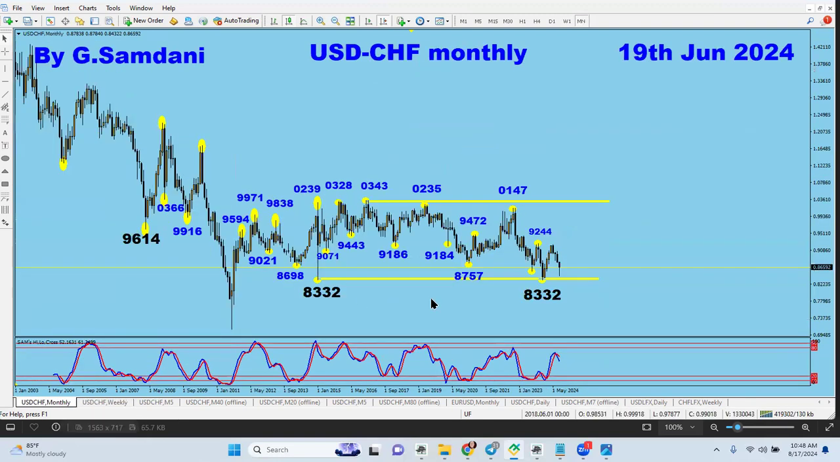This is how the monthly chart is. You see this big low here, 83.32. We hit that number, 83.32, to the pip. Tried to go down again, but got pushed back up. So this is the number to take out. Actually, this is the first one right now, 86.98.